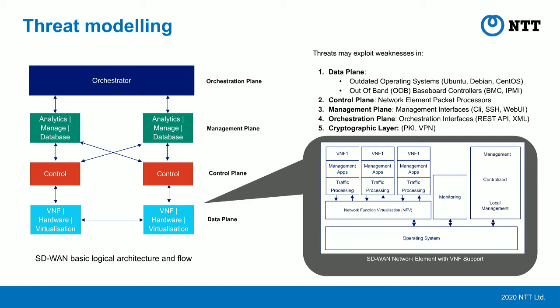So then up in the control plane, you've got your network element packet processors. So in the control plane layer, in the software-defined network, you've got your processing, routing, BGP, OSPF, overlay tunnels using unsecured GRE, MPLS, and then your VPNs, and they're susceptible to cryptographic threats as well.